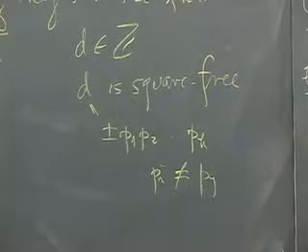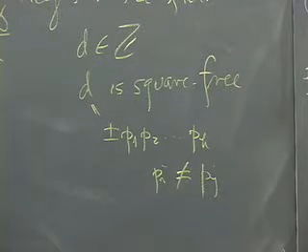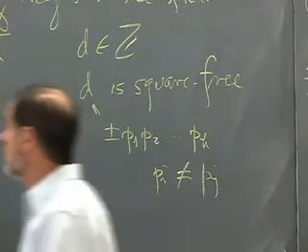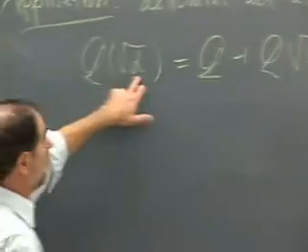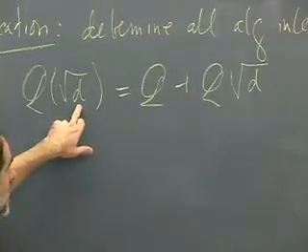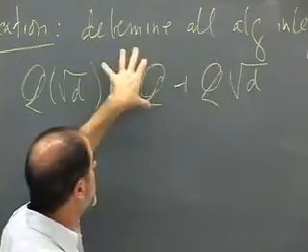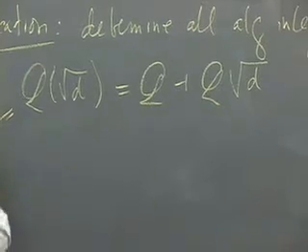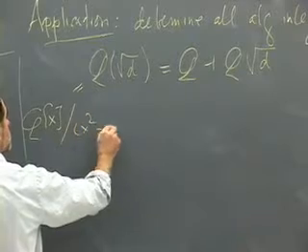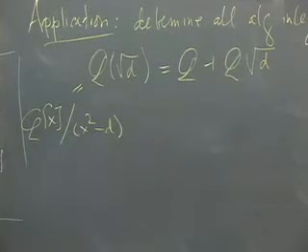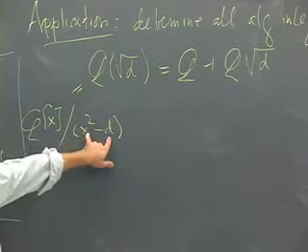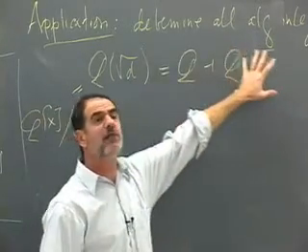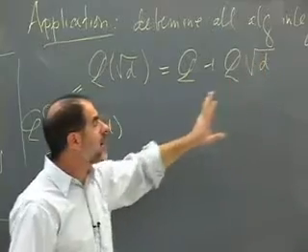No squares in d. If there are any squares in d, you could just pull them out when you're taking the square root anyhow. So we're going to start with this field, where we take the square root of a non-square. You get a nice field which has dimension 2 over the rational numbers. This is the same thing as Q[x] modulo x squared minus d. It's a field because this polynomial is irreducible. And we're going to determine which elements here are algebraic integers.